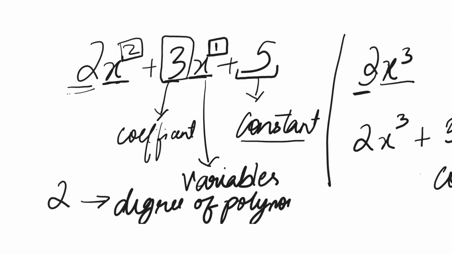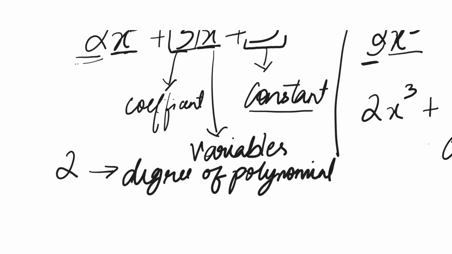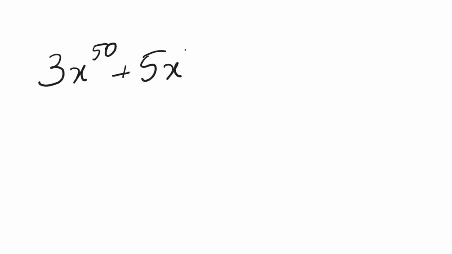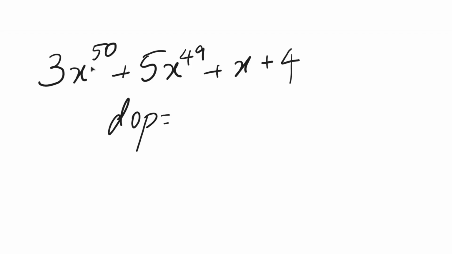So when I ask the degree of a certain polynomial, the highest power present in that polynomial will become your answer. Let's take an example of 3x to the power of 50 plus 5x to the power of 49 plus x plus 4. What will be the degree of the polynomial here? The highest power over here is 50, so 50 will become the degree of the polynomial. It's as simple as that.